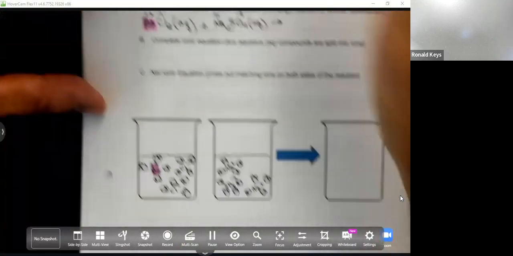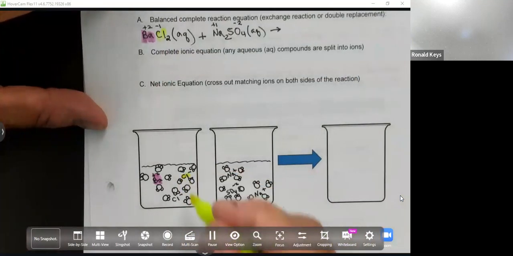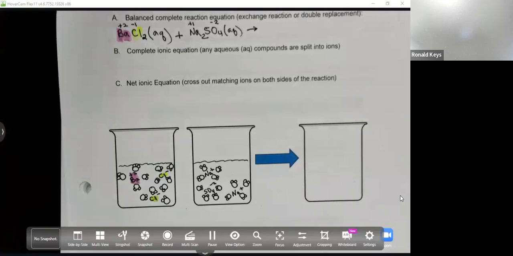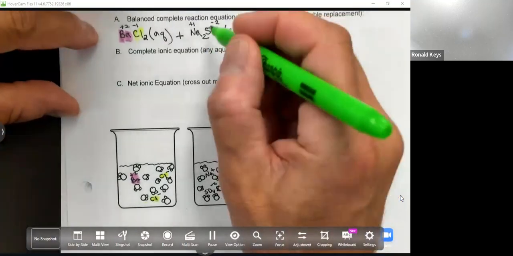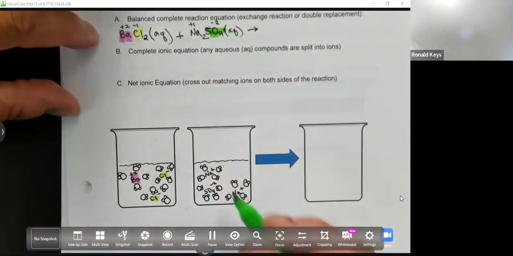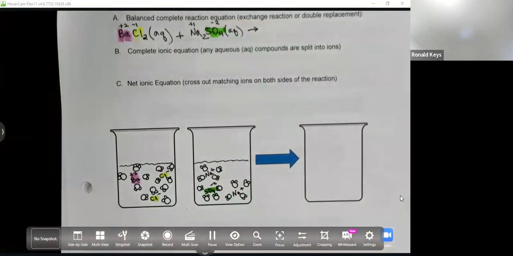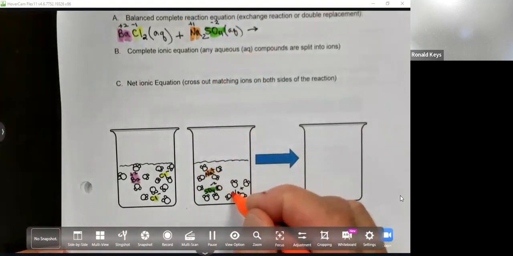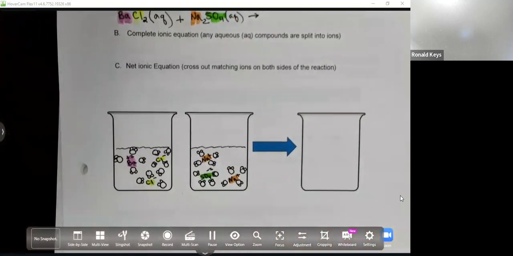Okay, I'm going to color code these a little bit better. I'm going to make my chlorides here yellow, and green my sulfate. And I'm going to orange my sodium here. So I just color coded these.